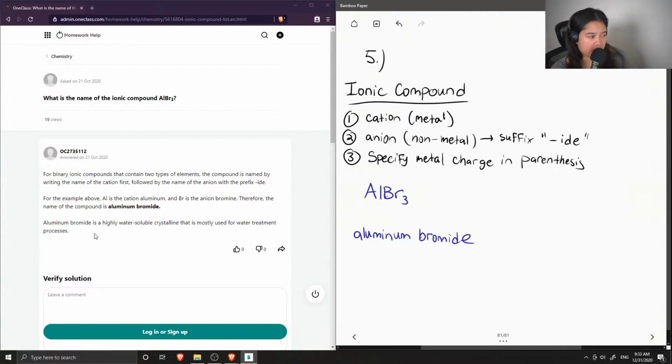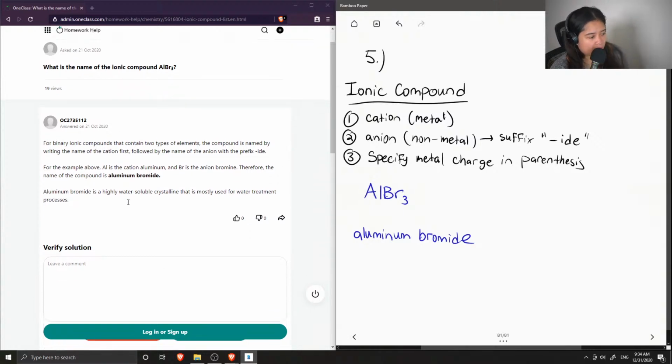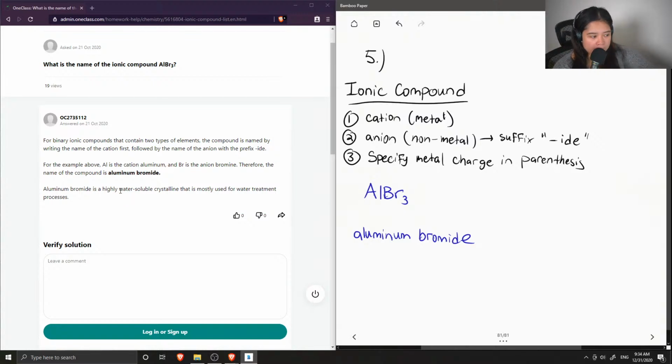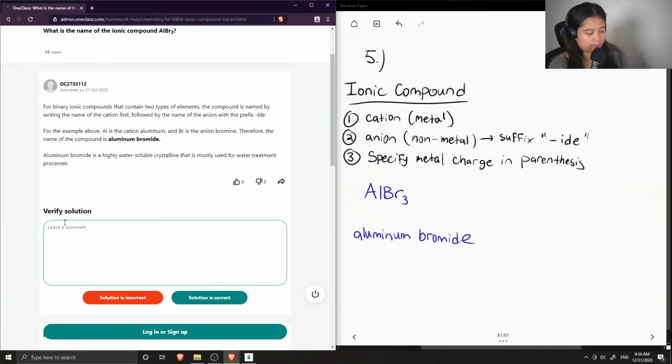So the junior tutor said that for binary ionic compounds that contain two types of elements, the compound is named by writing the name of the cation first, followed by the name of the anion with the suffix "ide." For the example above, Al is the cation aluminum, Br is the anion bromine. Therefore, the name of the compound is aluminum bromide. Aluminum bromide is a highly water-soluble crystalline compound that is mostly used for water treatment processes. Yep, so the solution is correct.